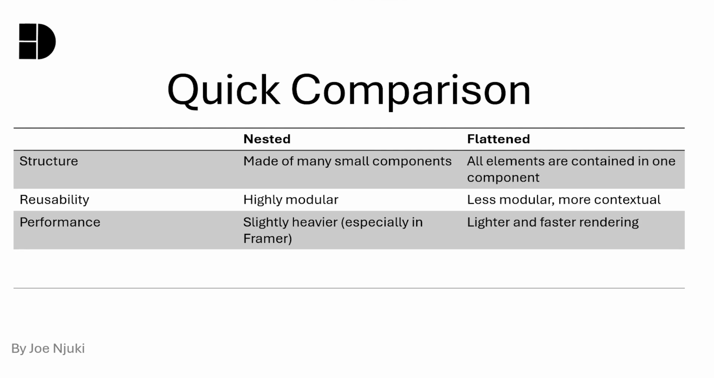And then let's talk about performance. You find that components that are nested are slightly heavier, especially in Framer, and this can determine how fast your site loads. And also you can see that the flattened one is lighter and actually faster in rendering. So these are two things that you need to weigh. If you don't really need nested components, always go for the flattened one because it's better to have something that is faster and quick.